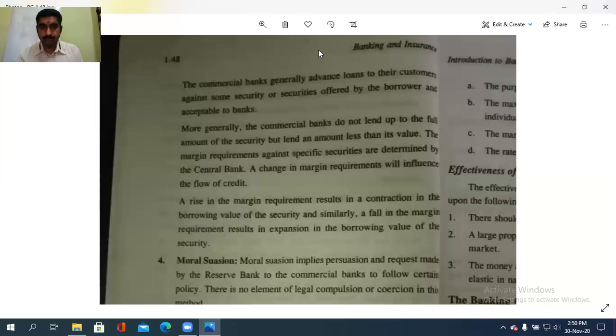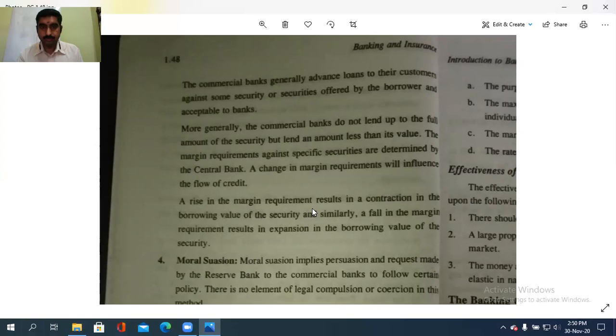Okay. So a margin will be set, a margin set aside. So beyond that limit or below the limit, it can't reach us. That is the case. So the commercial bank generally advances the loans to their customers against some security or the securities that are offered by the borrower and acceptable to the banks.